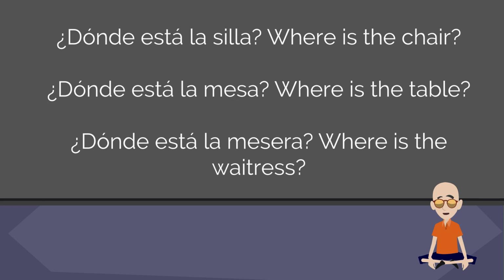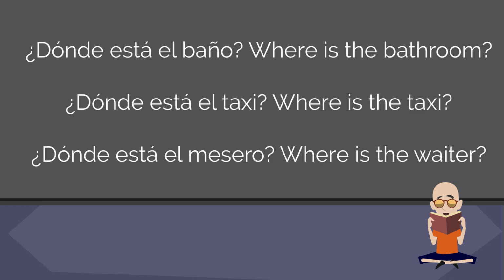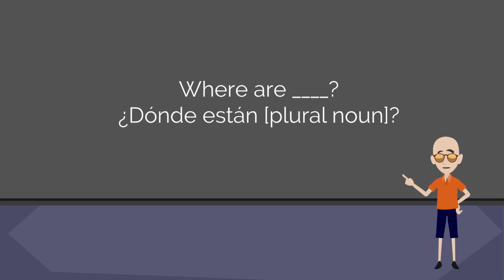¿Dónde está la silla? ¿Dónde está la mesa? ¿Dónde está la mesera? Here are 3 more sample sentences. Everything we're looking for is masculine, so we're going to be using el for the. ¿Dónde está el baño? ¿Dónde está el taxi? ¿Dónde está el mesero? See, that wasn't very difficult at all.